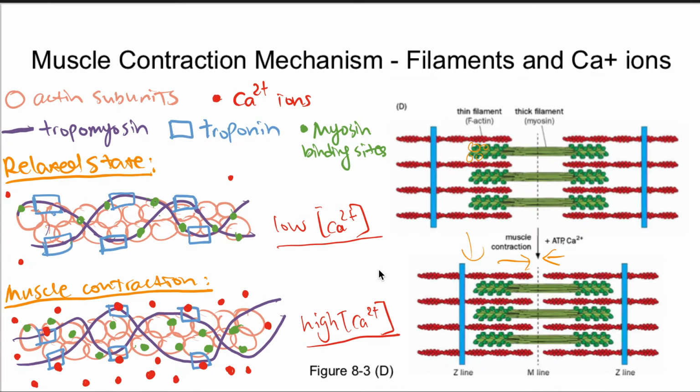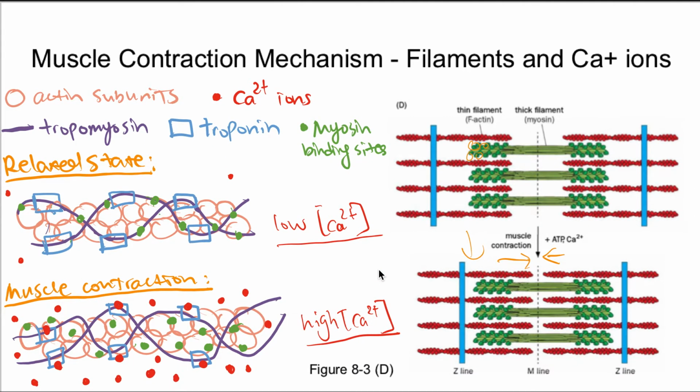So now let's also look at how the calcium ions interact with muscle filaments. Muscles contract by shortening the sarcomeres. So when the muscle is relaxed and under low calcium concentration, actin is coated by tropomyosin and troponin. So in the diagram on the left, you can see the pink circles are actin subunits, the purple line is tropomyosin, the blue boxes are troponin, the red dots are calcium ions, and the green dots are myosin binding sites.